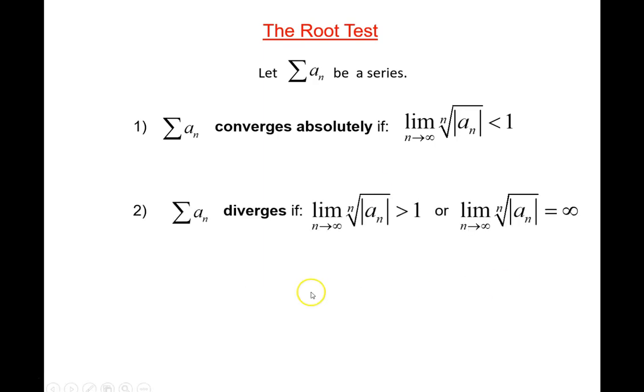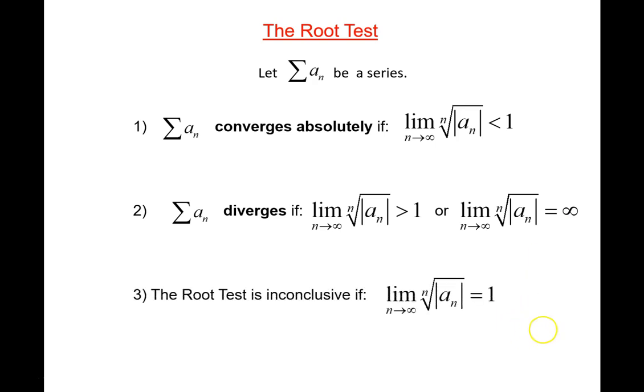If that same limit, the nth root of the absolute value of that sequence, is greater than 1, or goes to infinity, we say the series diverges. And again, if that limit happens to equal 1, the test is inconclusive, and we have to fall back and use something else. So let's try this one: determine the convergence or divergence of this series.